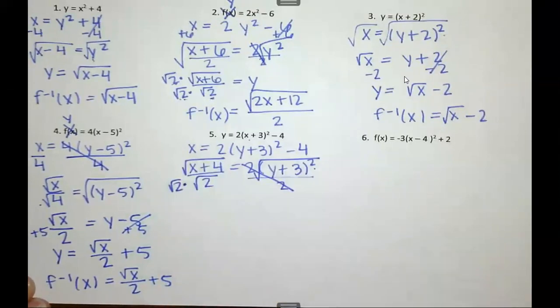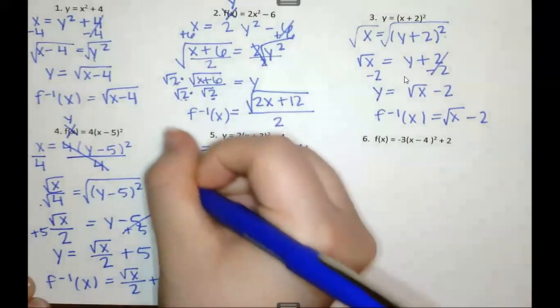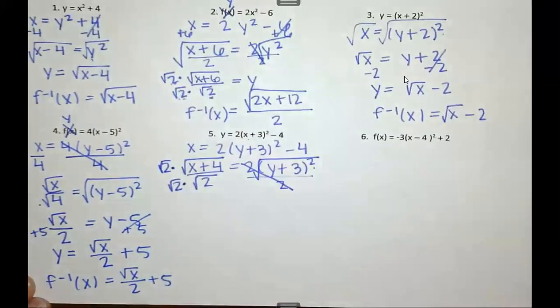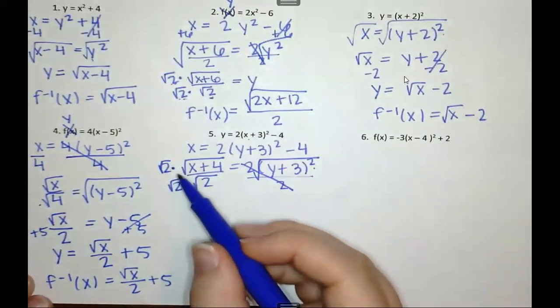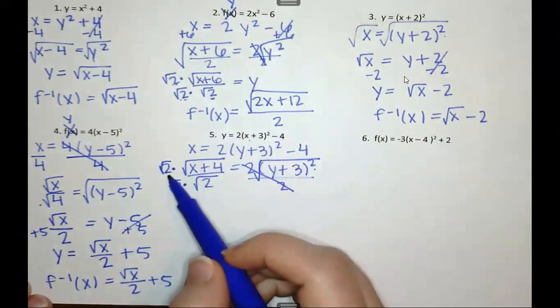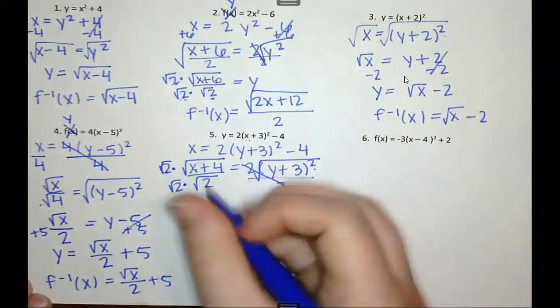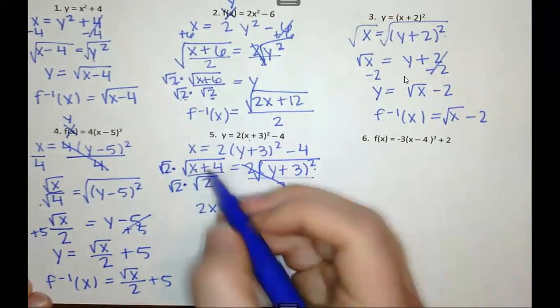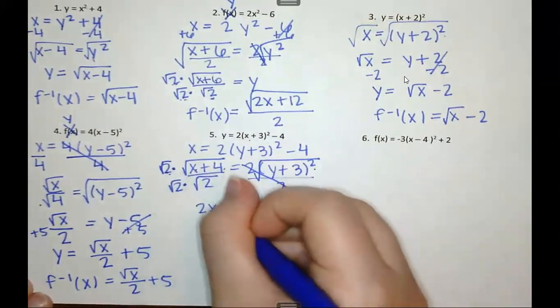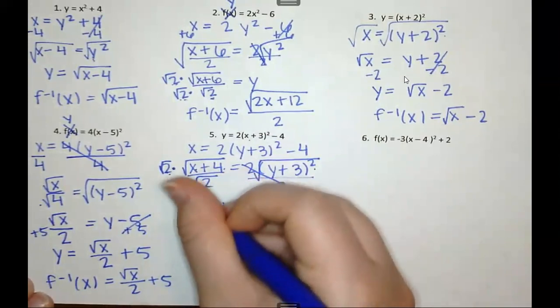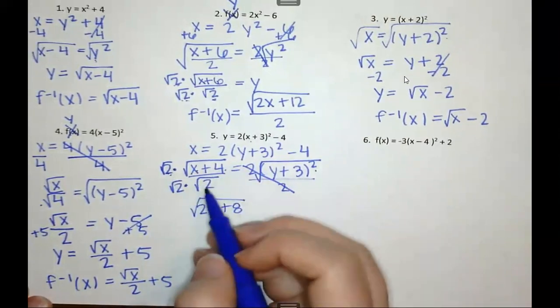And rules say if you do something to the bottom of the fraction, you also have to do it to the top. So up here in the top, I'm multiplying what I have underneath the square roots. So I have 2 times x, which would give me 2x, and 2 times 4, which would give me 8, all still under the square root.